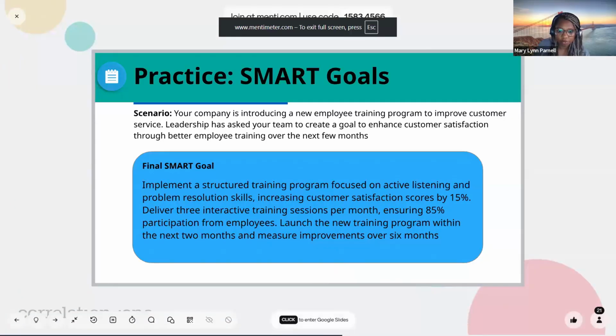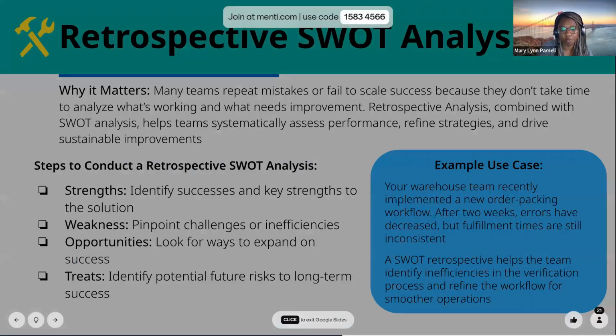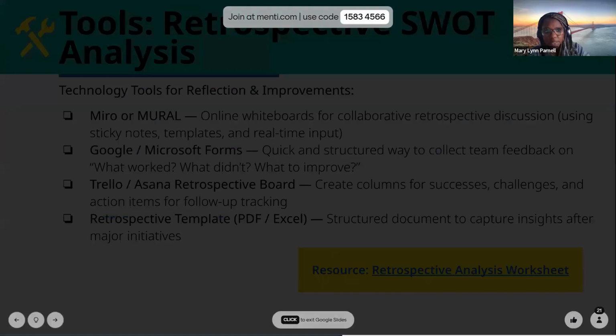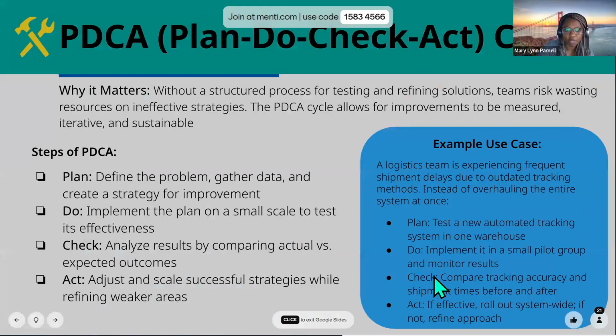Okay. And we'll go back this way. So a sample worksheet, once you get that information, you can even use it within a board where people can list strengths. Just imagine if you were in that Miro board. Here's the section for strengths, weaknesses, opportunities, and threats, and having people put in their post-it notes. What worked well? What advantages did we have? What challenges did we face? What new approaches should we try? And what obstacles could prevent success? And so looking into that.